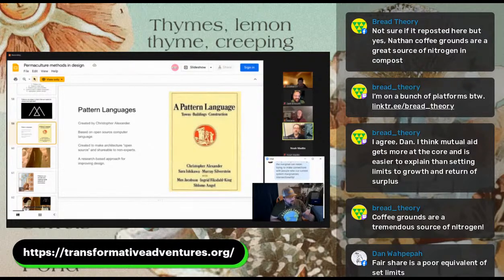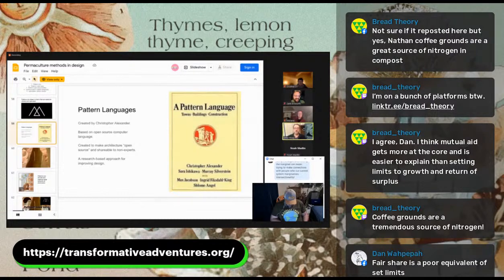As it turns out, this is now a research-based and proven approach to improving design. It has been tested in different fields, where creating a pattern language for something and then exposing people to the pattern language, even for a brief time, improves the designs as graded by experts in the field. So this concept actually works.